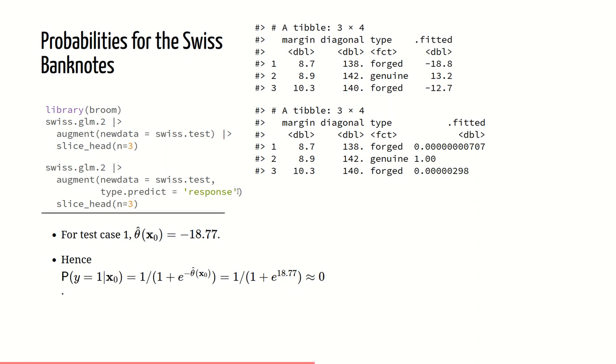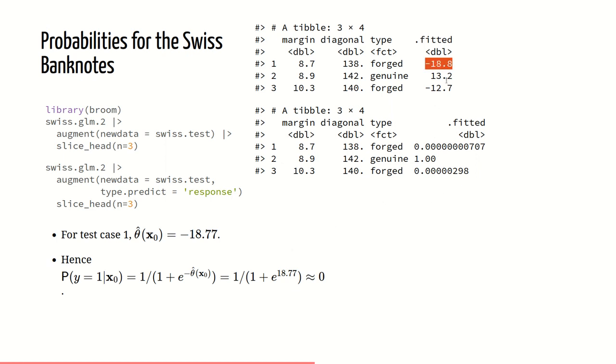If instead we actually want the probabilities directly, then we can just put type.predicted is equal to response, and then we get probabilities directly. So the probability of it being genuine is essentially 0 because it's forged. The probability of it being genuine is essentially 1, and we're getting that correct. The probability of it being genuine is essentially 0 for the third, so our interpretation would be that it's forged. Okay, and you can see that from here as well, right?